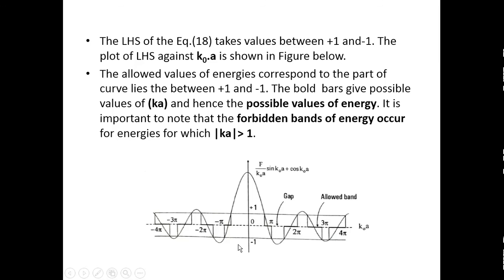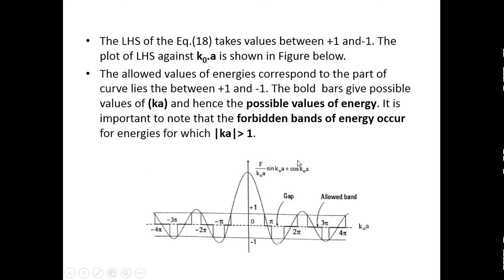That is shown here. And if you consider this energy wave function, you can see there are firm lines here. This is a firm line, but there is a gap here. Then there is again a firm line, and there is a gap. So this firm line represents the allowed energy band, and this is actually a gap. So the allowed values of energy correspond to the part of the curve that lies between plus 1 and minus 1.